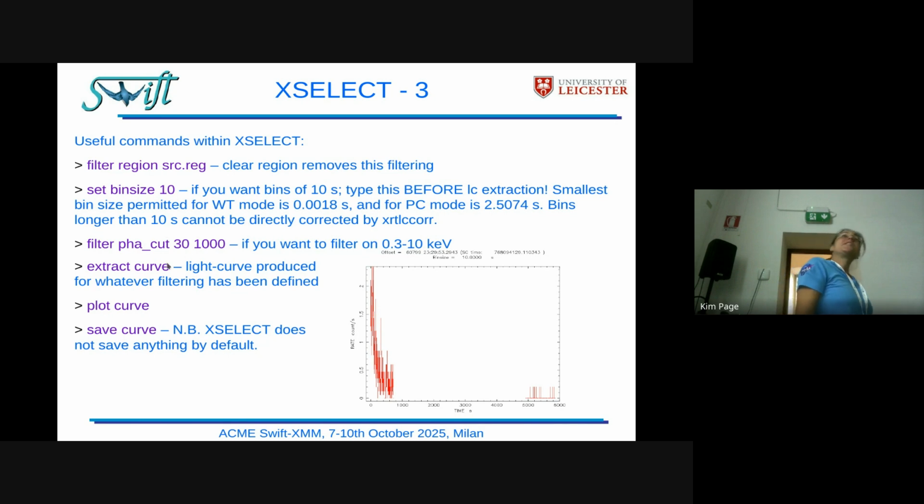So after that, we can say extract curve if we want to extract a light curve, and then plot curve because it won't plot anything for you directly, and it will open it up in an X window. And here we have an example of a light curve that's in 2 different snapshots.